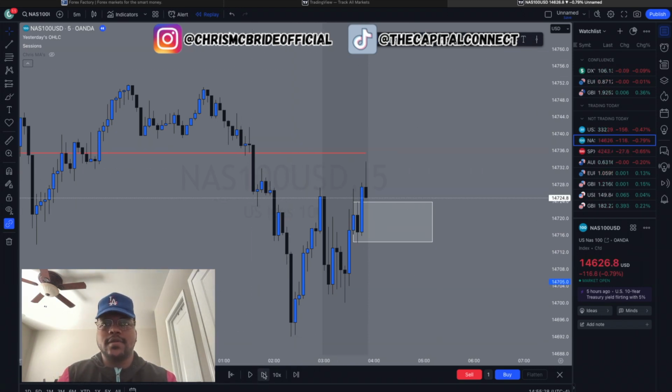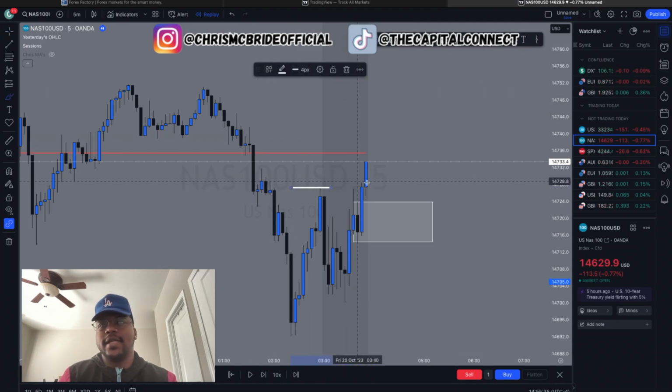So here we go. We got aggressive buying coming out of this area, breaking structure, right? We broke this high. We broke that high. Okay, so we got aggressive buying coming out of the area that has a break of structure and a gap attached to it.